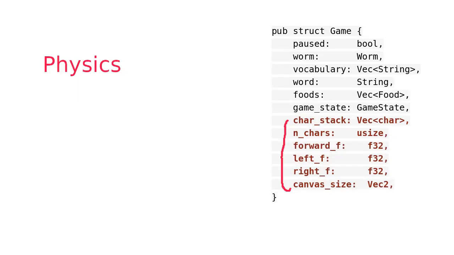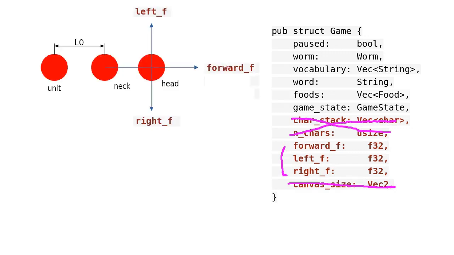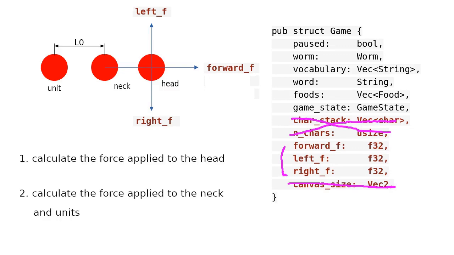Let's talk about some physics. There are three fields that are used for the calculation of the force driving the motion of the head. They have nothing to do with the neck and the body units. These three fields determine the strength of the force in three directions. Therefore, we are facing two tasks: calculation of the force applied to the head, and calculation of the force applied to other body parts.